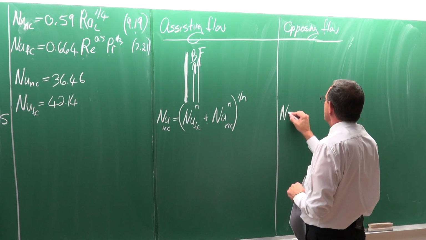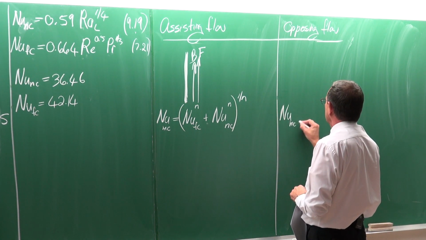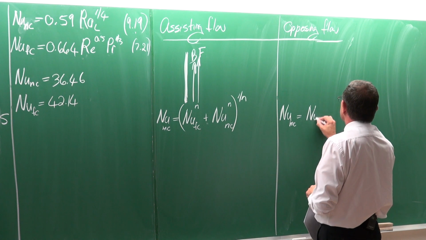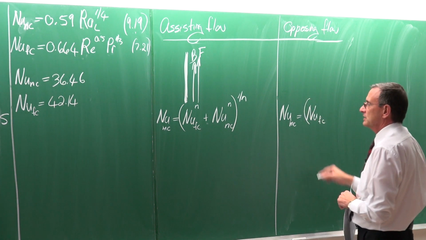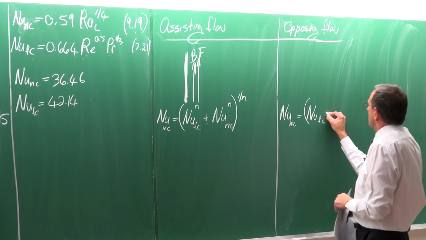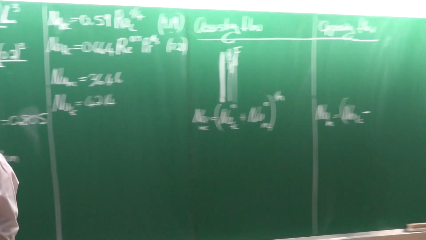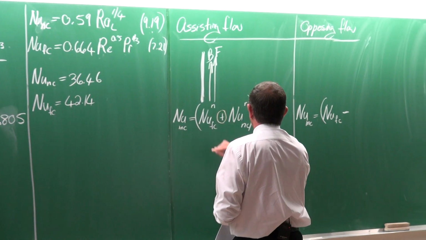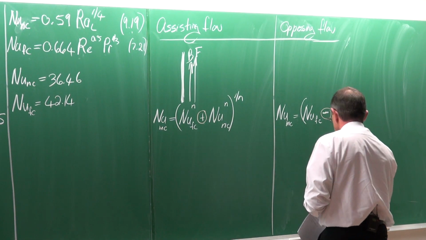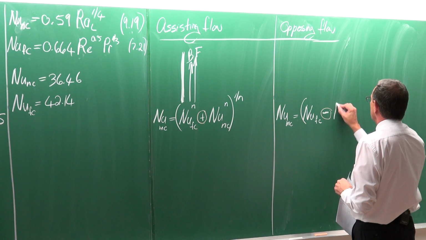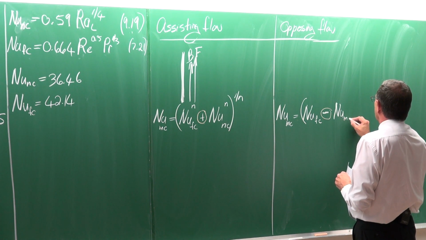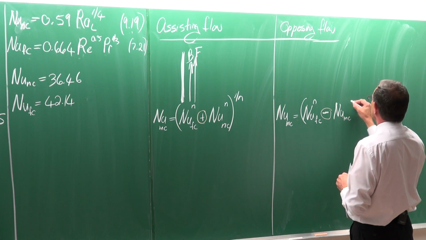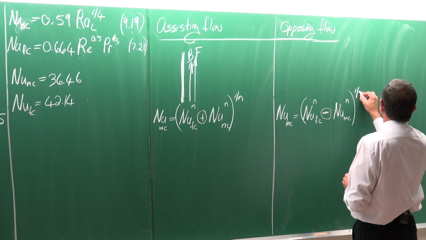In this case, the Nusselt number for mixed convection would be equal to the Nusselt number for forced convection to the n, but now minus the Nusselt number for natural convection to the n, and 1 divided by n. So in the first case, they are assisting each other. In this case, they are opposing each other.